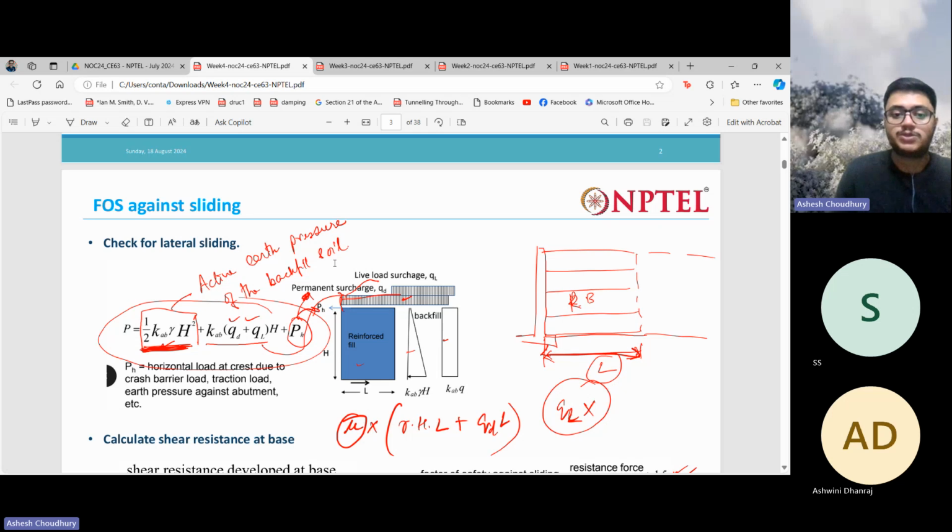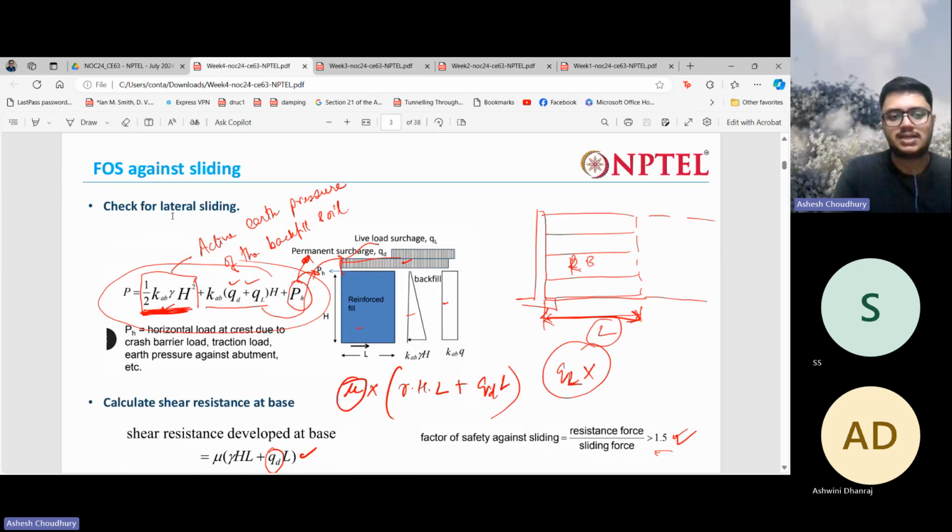Then we have the active earth pressure coming from the permanent surcharge load, and obviously from the live load of the vehicles that will be traveling. That live load you also have to consider, and also the crash barrier load. So these are the various loads considered in the case of the horizontal load, which is required for checking the factor of safety against sliding.